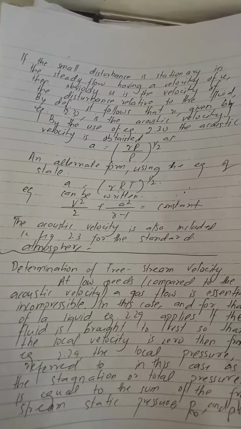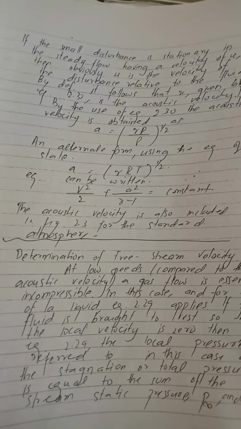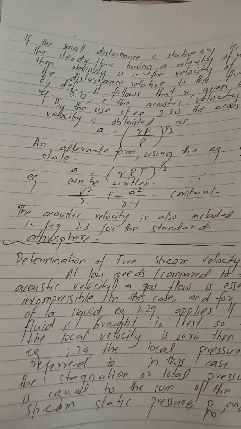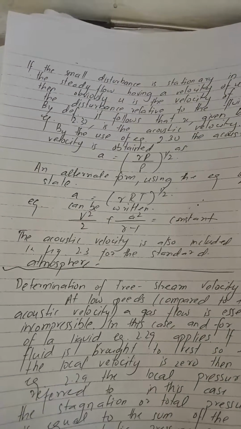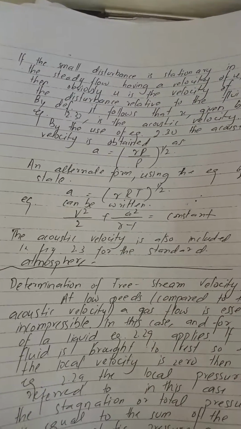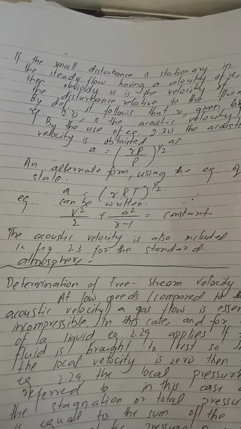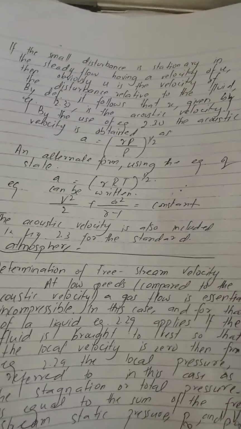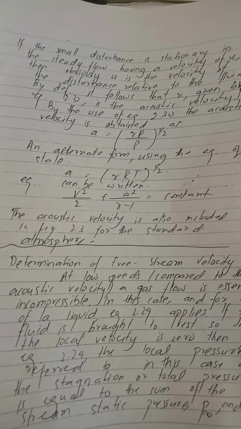The acoustic velocity is also included in the figure for the standard atmospheric pressure. So this is how Bernoulli's equation has been related, in both the compressible and incompressible forms, to the acoustic velocity, which can also be written in some other forms when incorporated with the compressible Bernoulli's equation, and you can have all the assumptions in front of you.